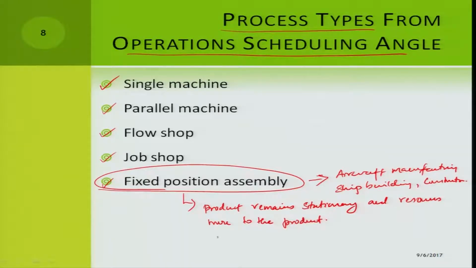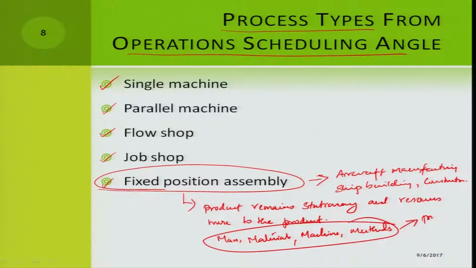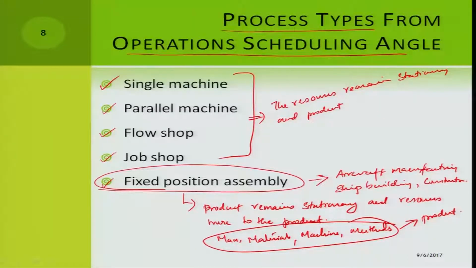Okay, so the man, materials, machine, methods, everything, all these move to the product and the product remains stationary, whereas in the other setup these resources remain stationary and the product moves to various machines to get processed. So that's the major difference between these two setups.